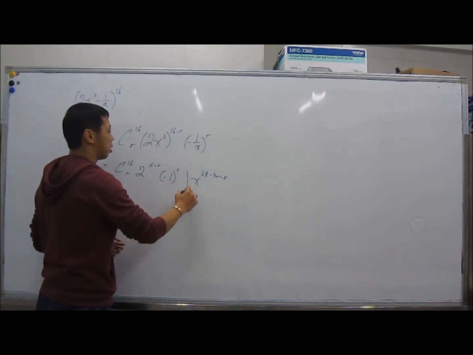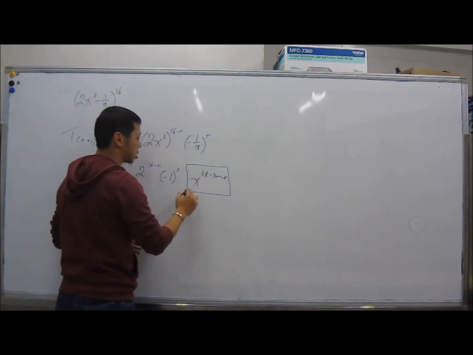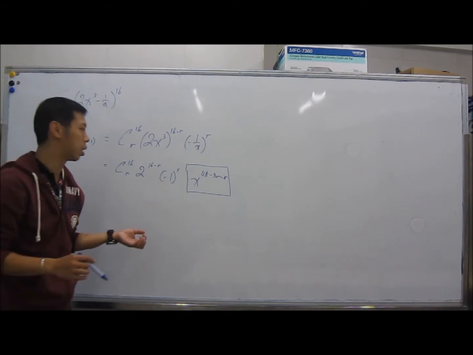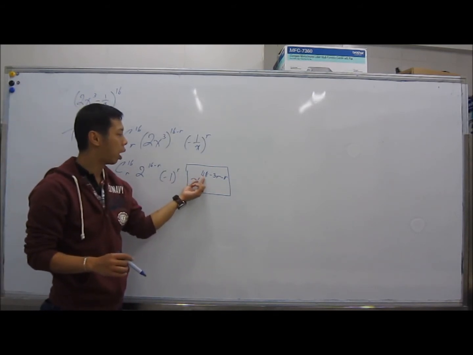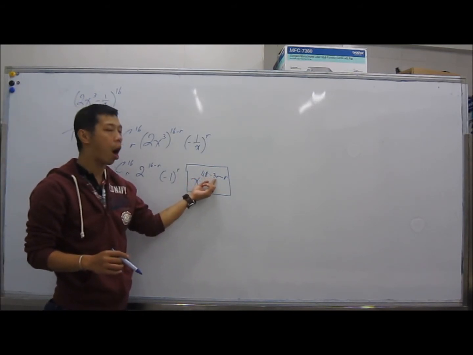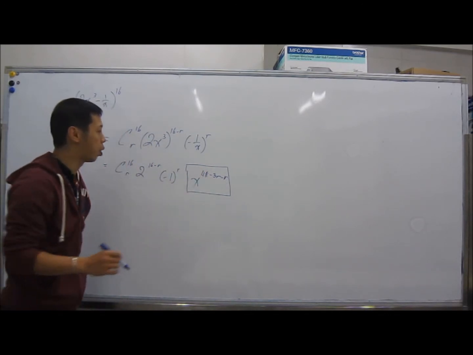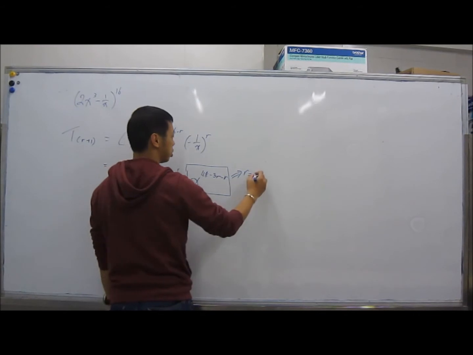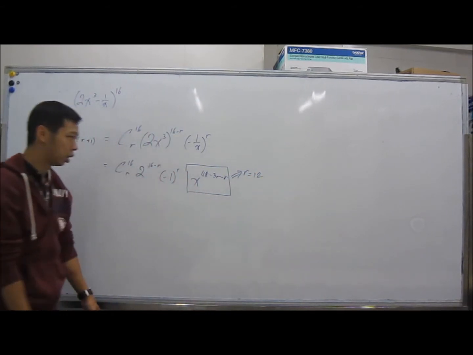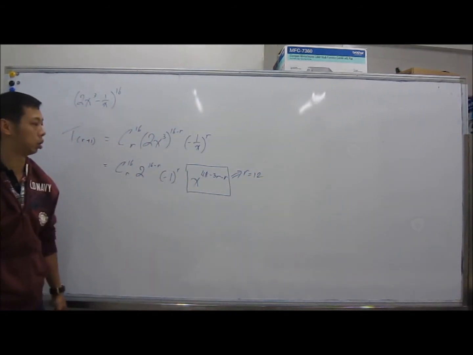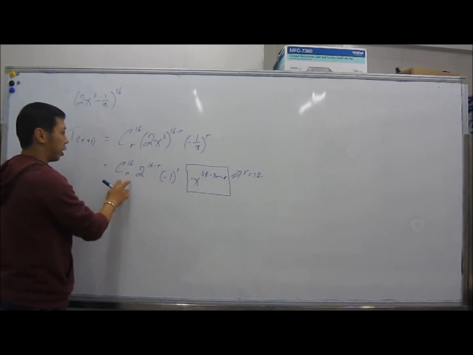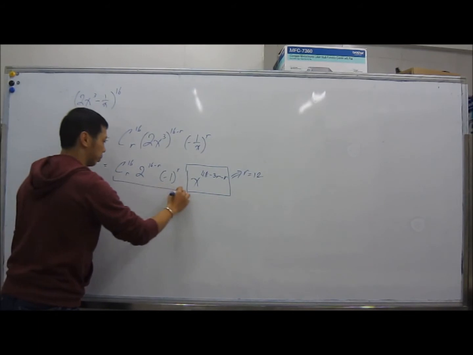Now, because we want the independent of x, that is the constant term, the constant term is x to the power 0. That means the index 48 minus 4r equals 0, and we will find that r equals 12. After that, we know r is 12, and then we are going to find this number. This is our number.